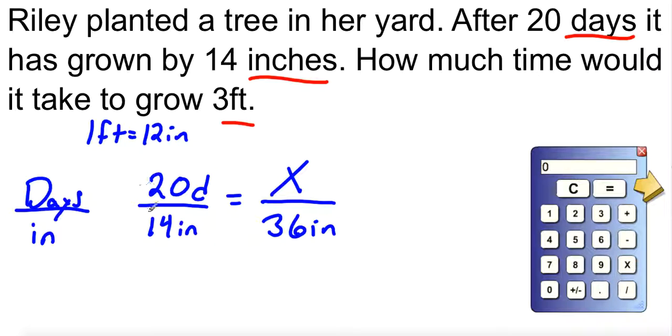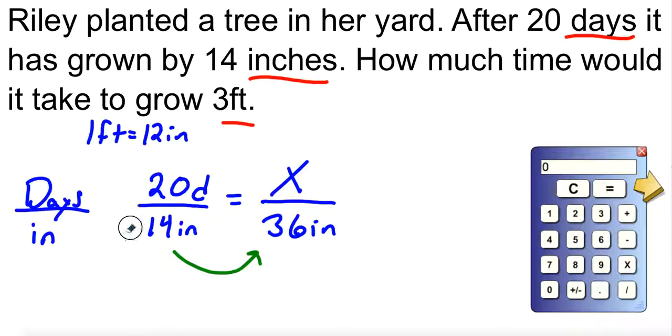Now, if you look at this problem, you can see that previously we would either solve from left to right, 14 to 36, but I can't find a nice number to do that. It's not going to be a whole number, I should say. Same thing if we go from our denominator to our numerator. 14 doesn't nicely multiply into 20.